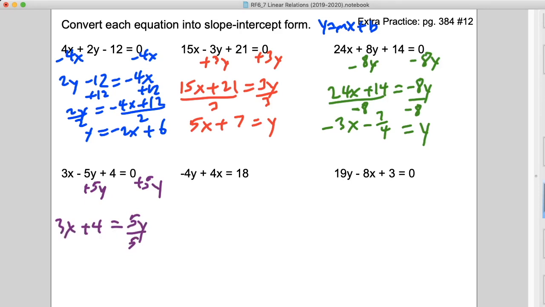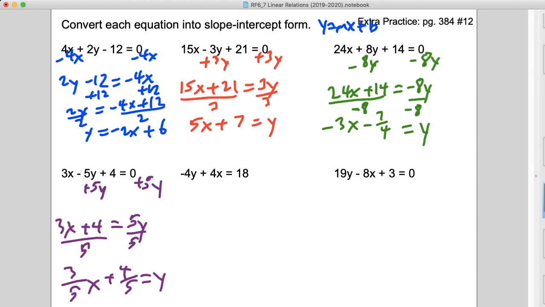So divide those both by 5. And I'm left with 3 over 5x plus 4 over 5 is equal to y. So here I've got a linear equation where my slope is 3 over 5 and my y-intercept is 4 over 5. It is perfectly okay for you to have decimals or fractions in slope-intercept form. We do not want that for general form.